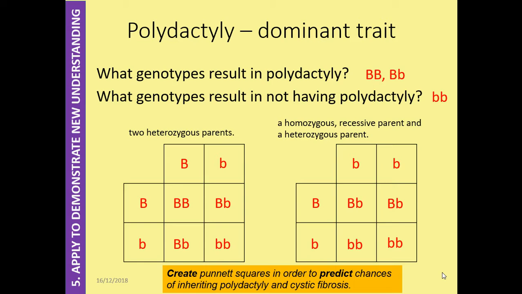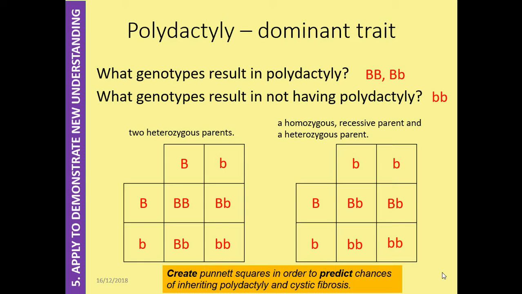But what's really useful to do at the end is to analyse it. So if I was analysing this, I would draw a circle around all of the genotypes that result in having polydactyly. In this case, the big B, big B, the big B, little b, and the one below that's also big B, little b. And I would analyse that as 75% chance of having polydactyly. So I'd put a big loop around those three.